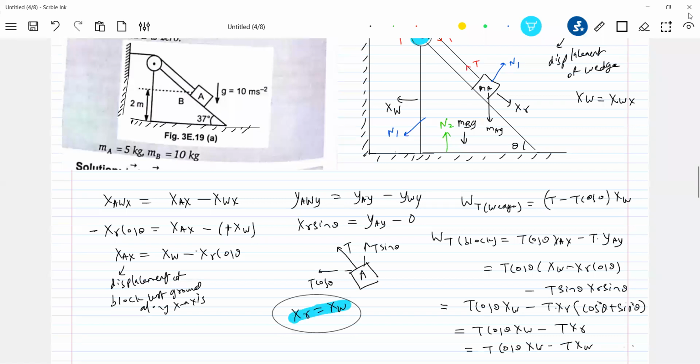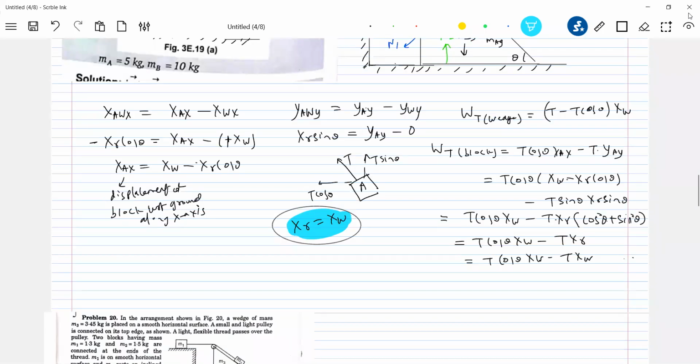Constraint equation. So now t cos theta xw, you take outside. So this should be the work done by tension on the block. This should be equal to xw you take outside, t also, t cos theta minus t into xw.